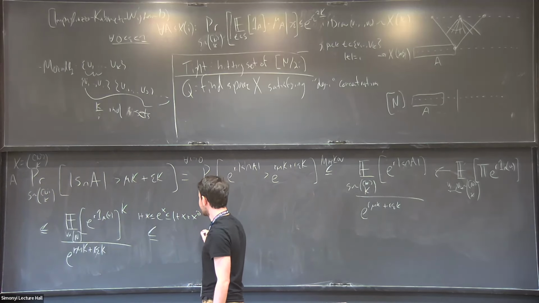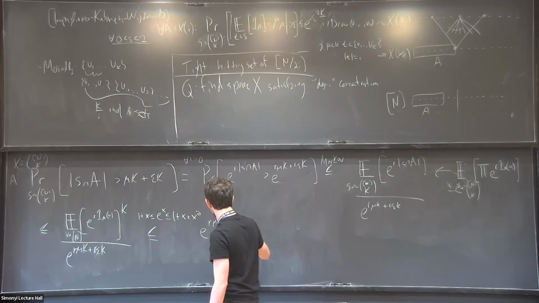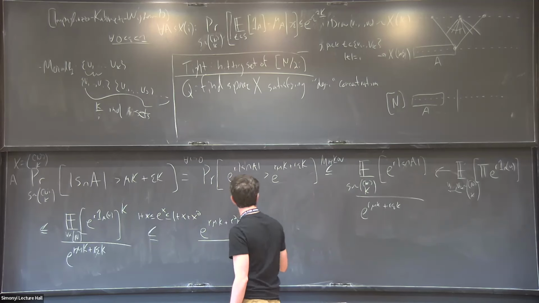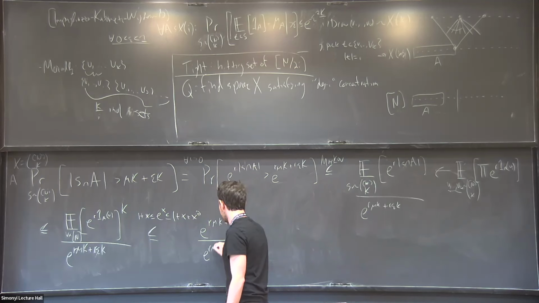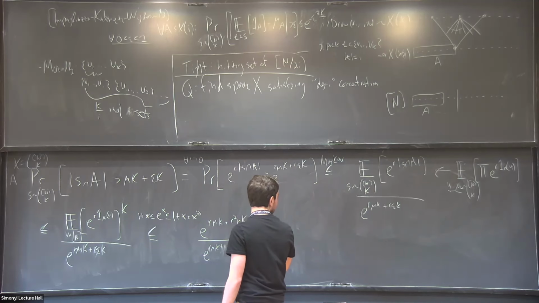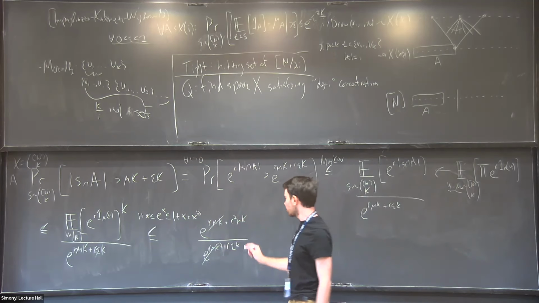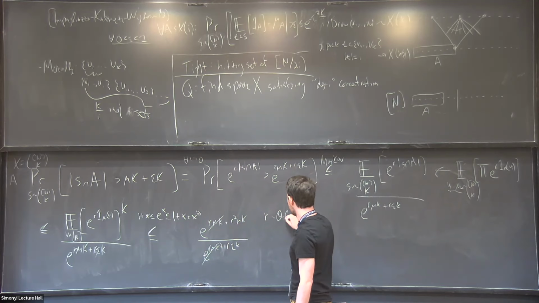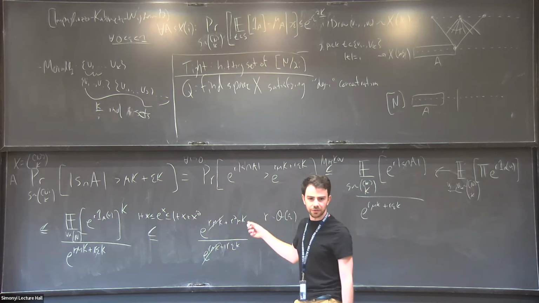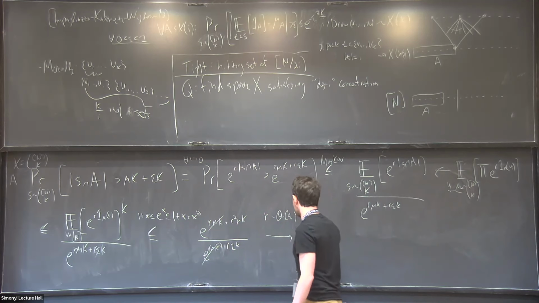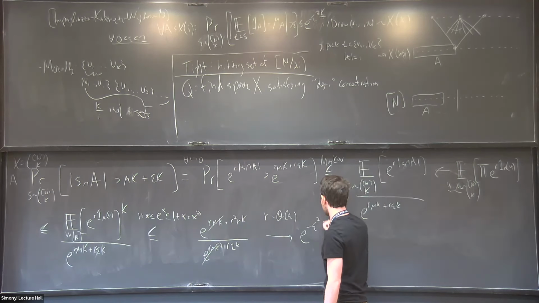This will imply that this is less than or equal to e to the r mu k plus r squared mu k over e to the r mu k plus r epsilon k. And now these terms cancel and we're left with r squared mu k over r epsilon k, and I can set r to be like theta epsilon, or maybe even epsilon over mu if I were really doing this tightly, and this will imply e to the negative epsilon squared.